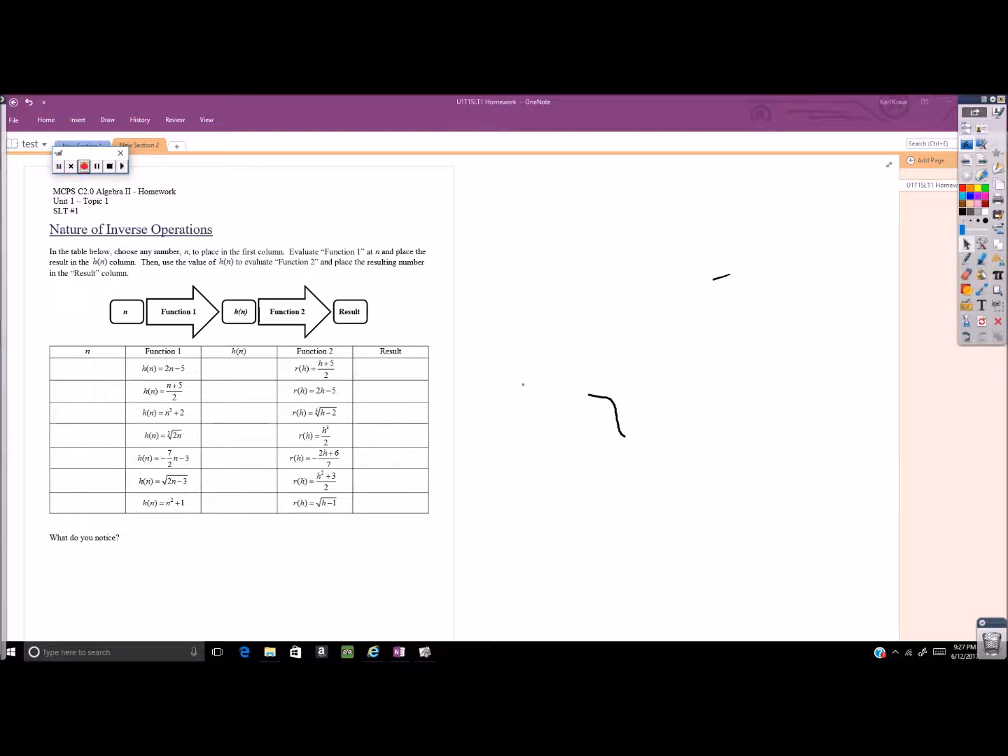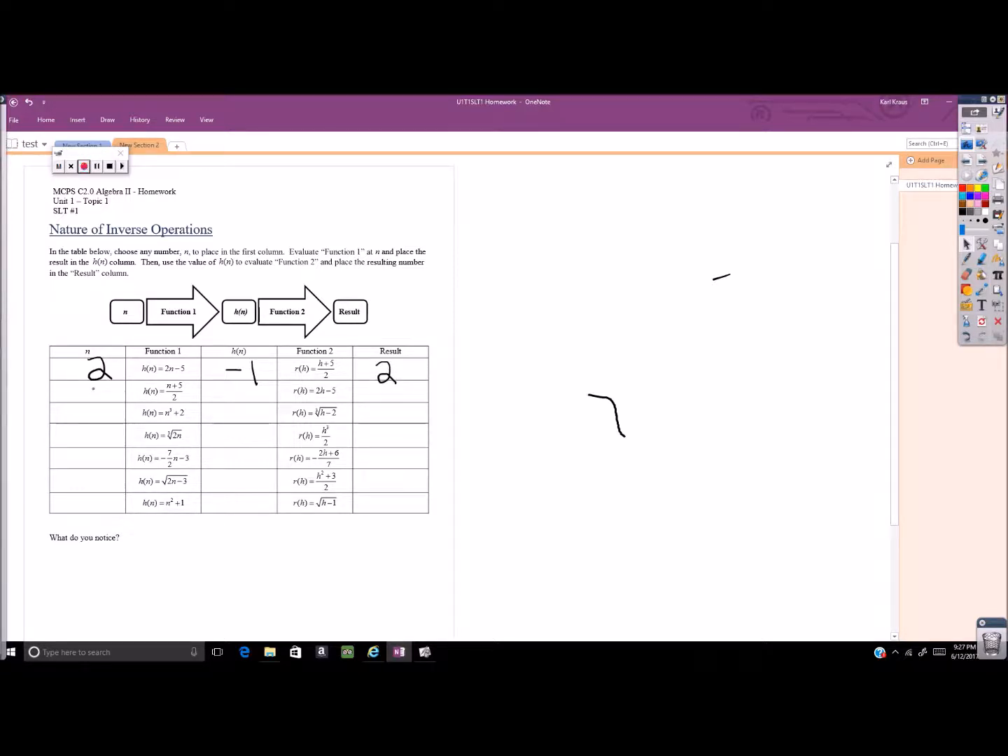I'm going to go ahead and insert a 2 here. So 2 times 2 is 4, minus 5 is negative 1. I'm going to put a negative 1 here. Negative 1 plus 5 is 4 divided by 2 is 2.